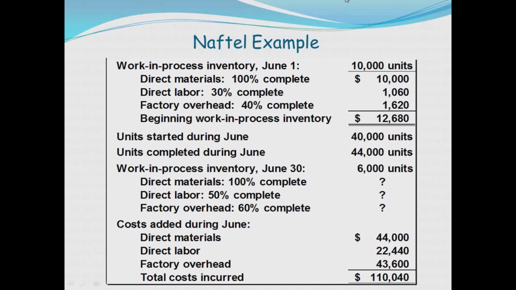We need to reconcile that once we've done it. That's 110,040, the costs added in June. It's the total cost incurred. It's the 44,000 plus the 22,000 plus the 43,000 adds up to that. Yeah, it does not include the costs that were added in April, May, that are coming into June because they were not disposed of in May. Okay, background information. These question marks we'll get to. I think we could figure out the numbers though if we tried.